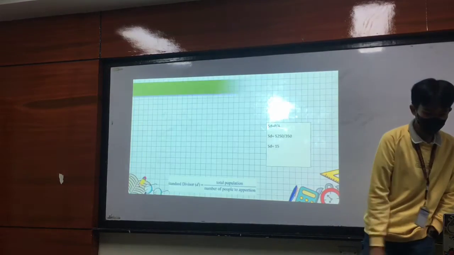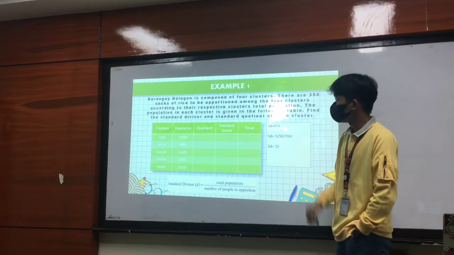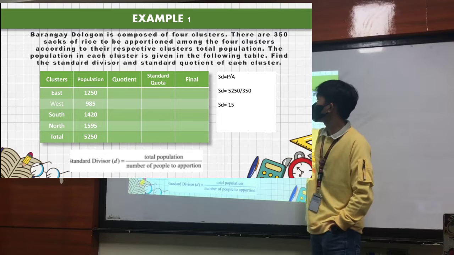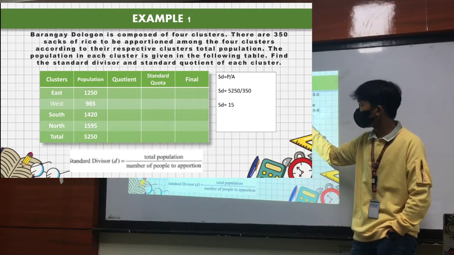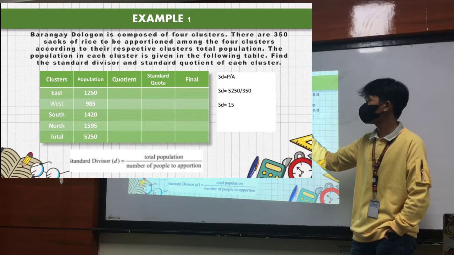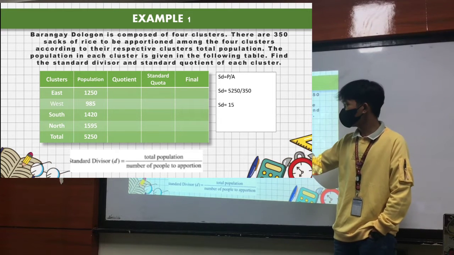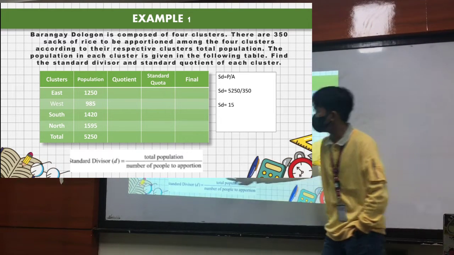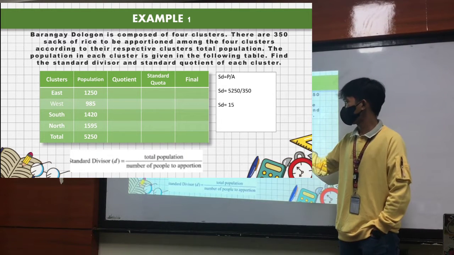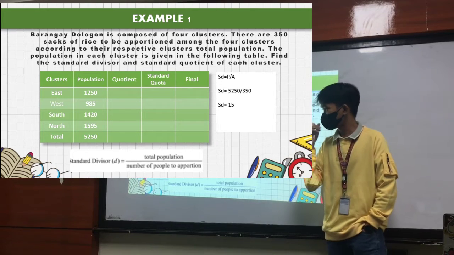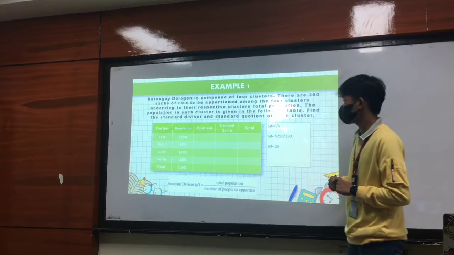So I have here an example in Hamilton plan. Barangay Gulabon is composed of 4 clusters. There are 50 sacks of rice to be apportioned among the 4 clusters according to their respective clusters' total population. The population in each cluster is given in the following table we have here. We need to find the standard divisor and the standard quota of each cluster. So first, we have to find the standard quota.